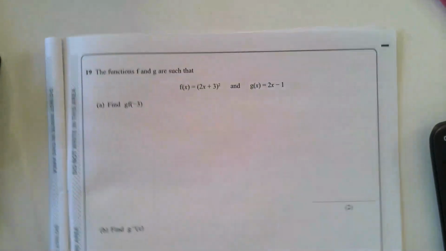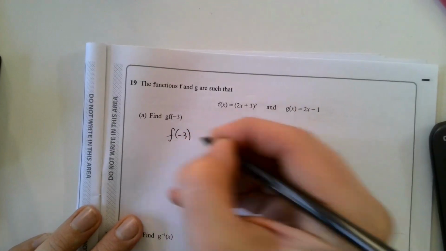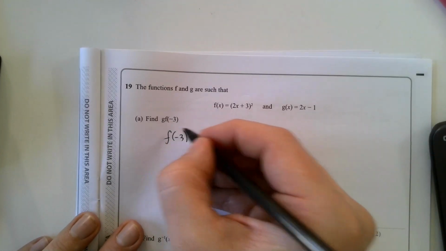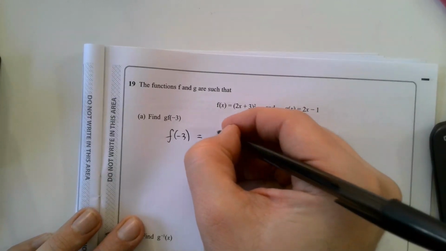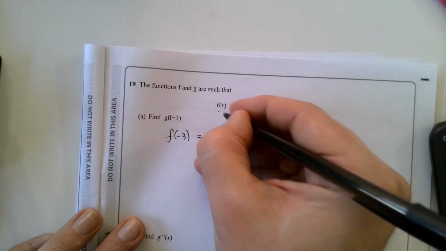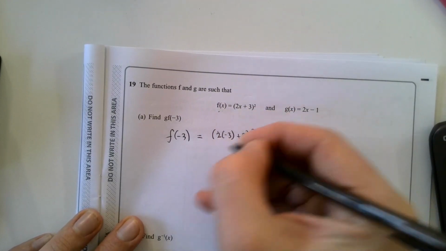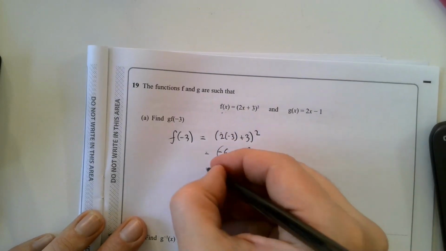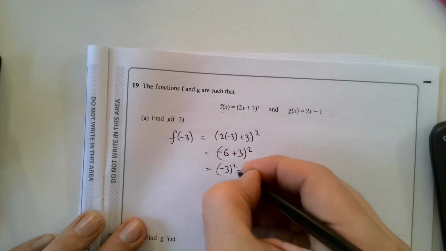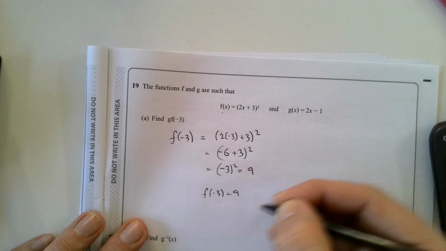This one, right. So I'm going to try and work from the inside out. First off, I'm going to work out f of negative 3. I can't work out g of f of negative 3 until I've worked out f of negative 3. So that means I'm going to put negative 3 into this thing. Where it says x, I'm going to write negative 3. So I'm going to do 2 times negative 3 plus 3 squared. That gives me negative 6 plus 3 squared, which gives me negative 3 squared, which is 9. So I know that f of negative 3 is worth 9.